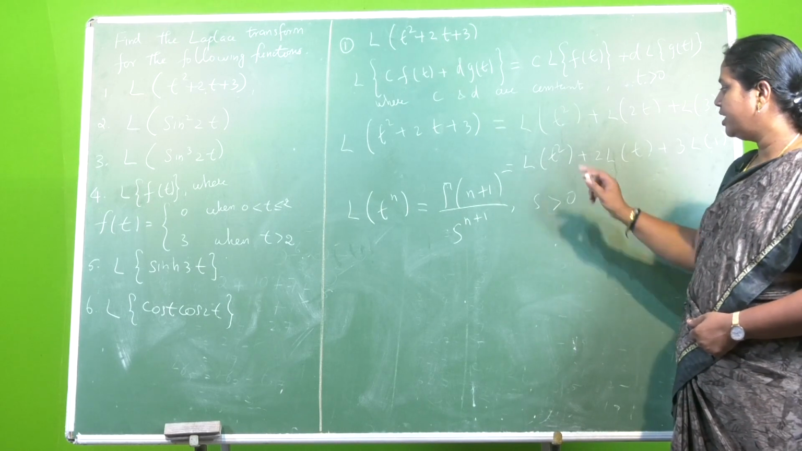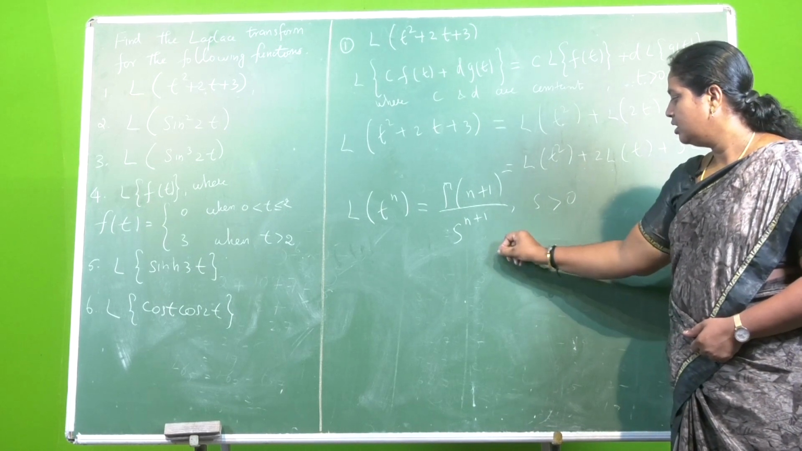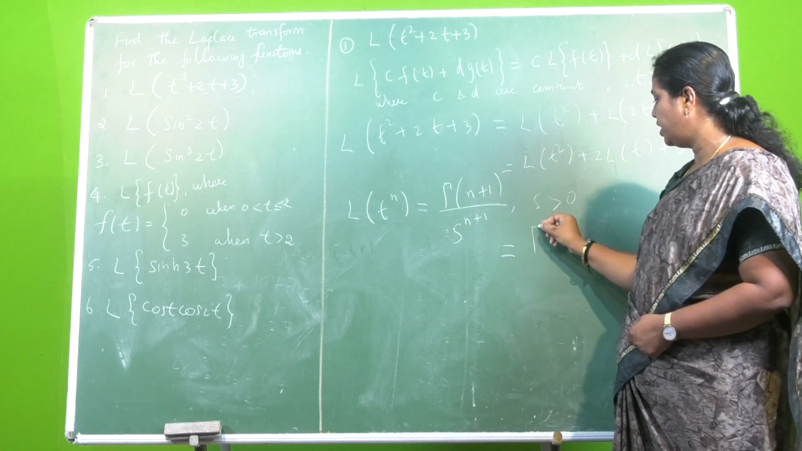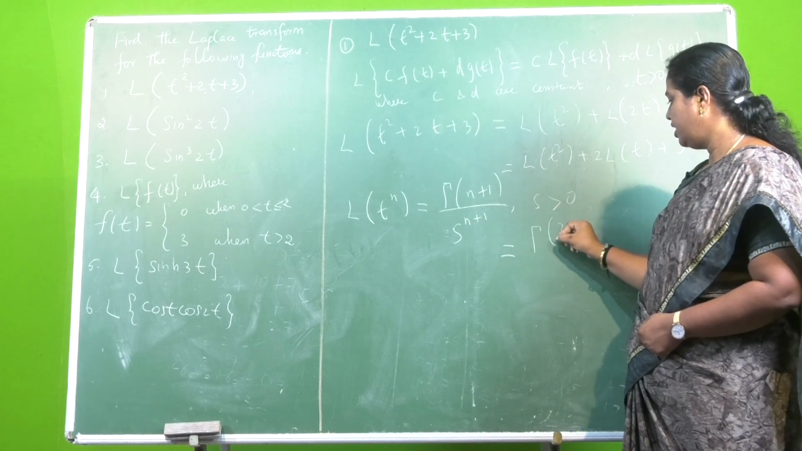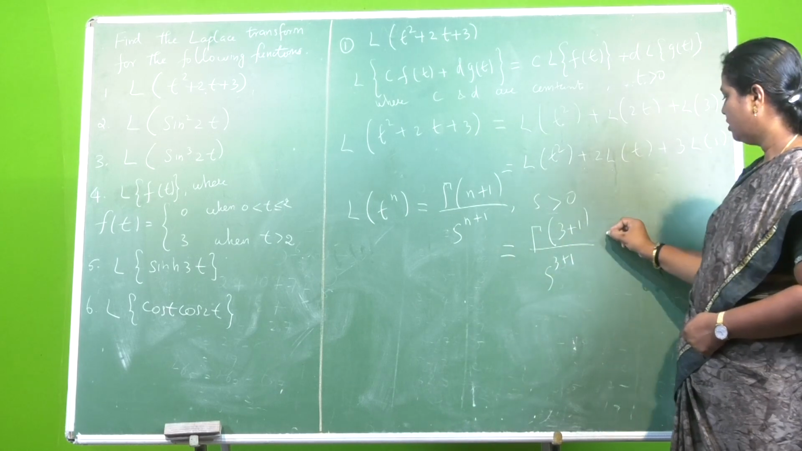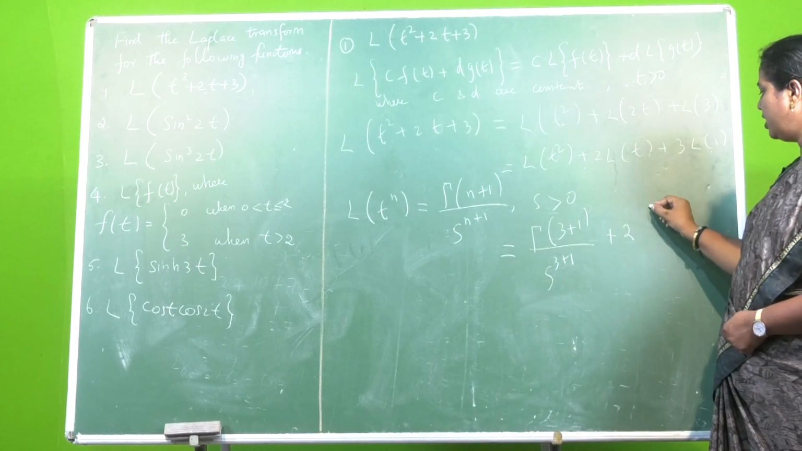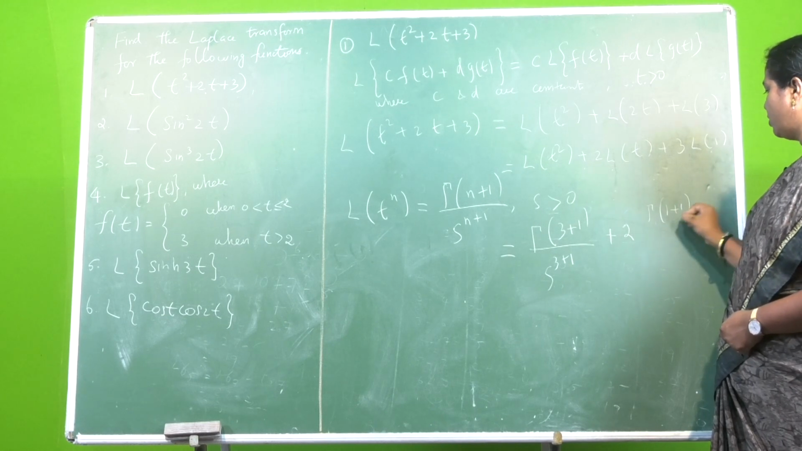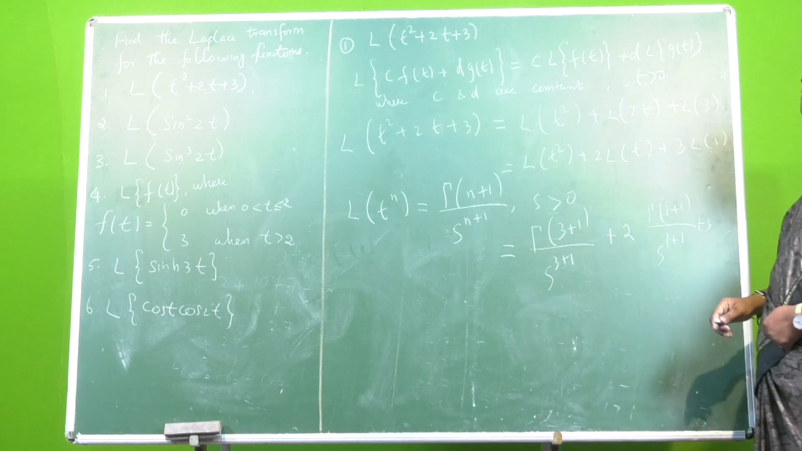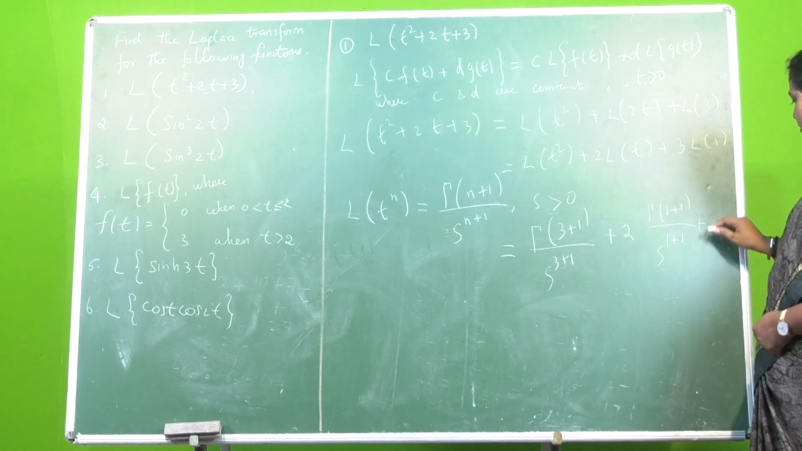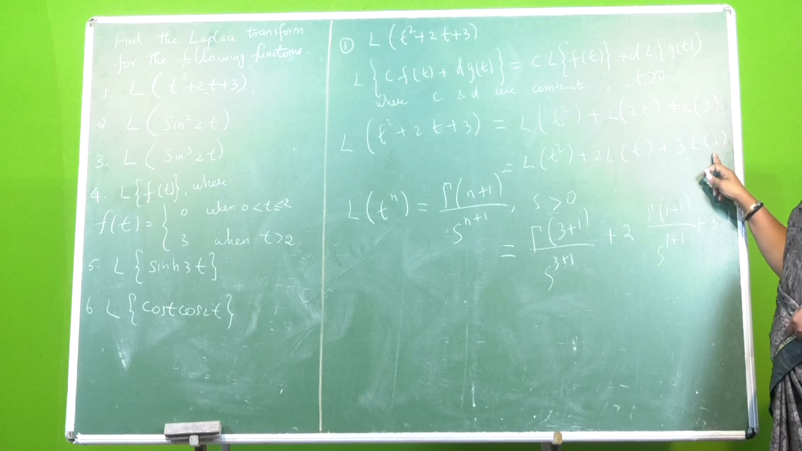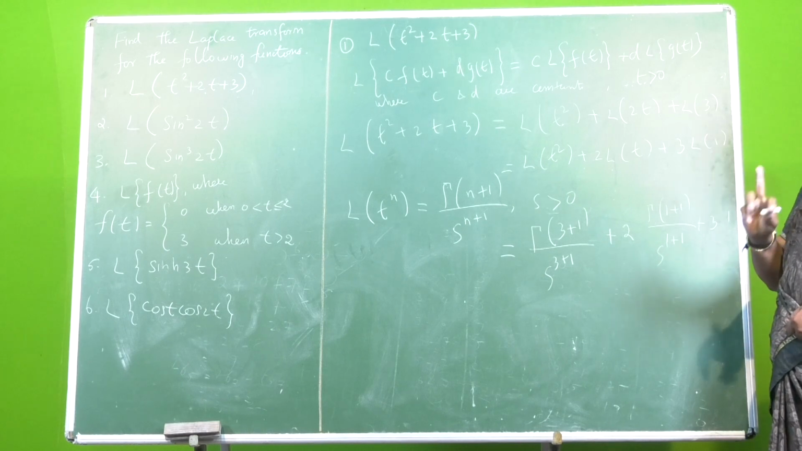So here what will be your L of t square? In the place of n you are having 2, isn't it? Then what will this be? This will be nothing but gamma of 2 plus 1 divided by s power 2 plus 1, plus 2 times L of t is nothing but gamma of 1 plus 1 divided by s power 1 plus 1. So 3 times L of 1 is nothing but 3 times 1. From the definition of Laplace transform, we can calculate this L of 1, it will be nothing but 1/s.